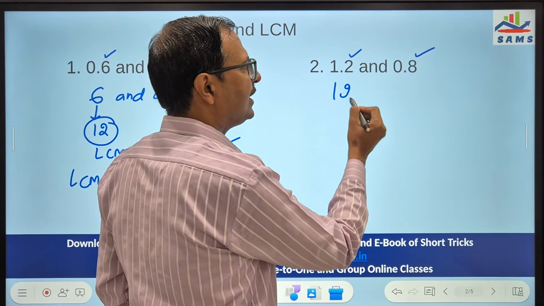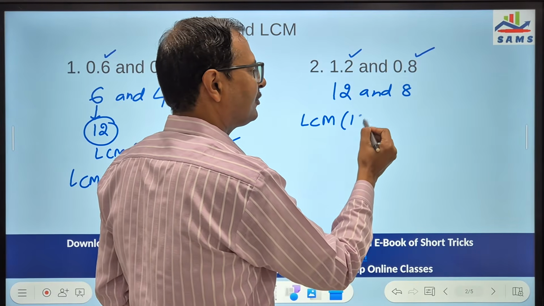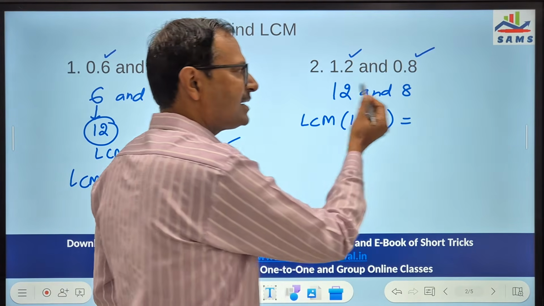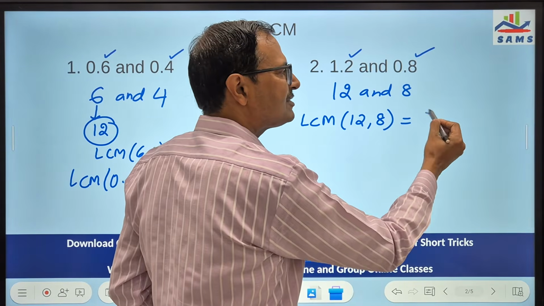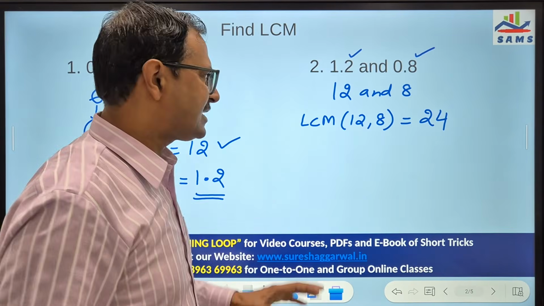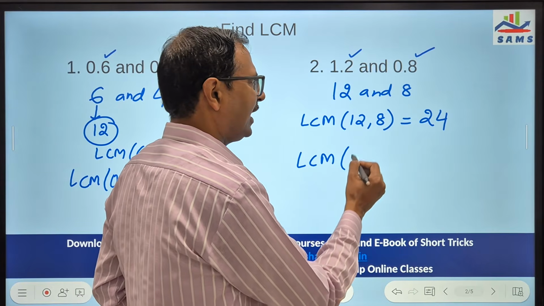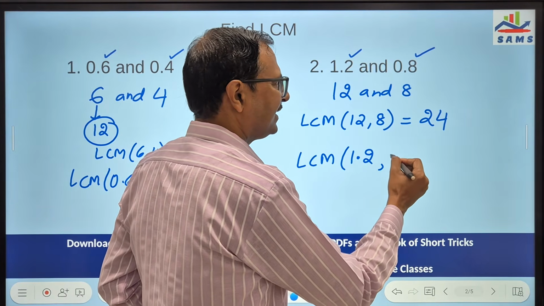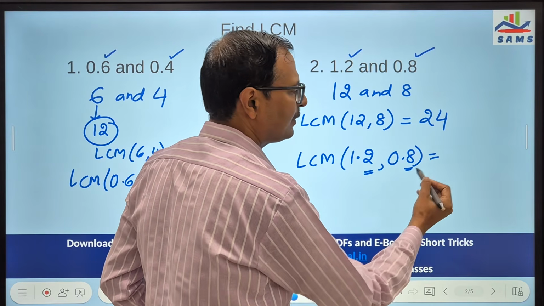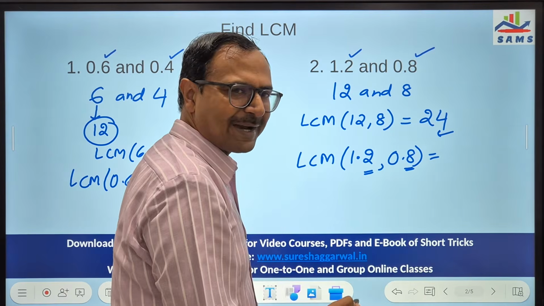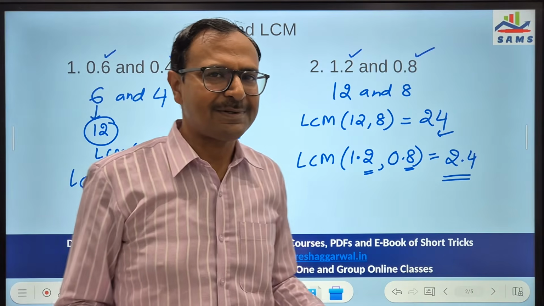Forget the decimal, 12 and 8. Now the first thing is to know what is the LCM of 12 and 8. 8 doesn't divide 12, right? So let's take the next multiple of 12, 24. 24 is divisible by 8. So LCM of 8 and 12 is 24. So I know most of you have guessed it already. The LCM of 1.2 and 0.8, because both of them have 1 decimal place, put a decimal 1 digit from the right hand side, 2.4 will be the LCM of these decimals.